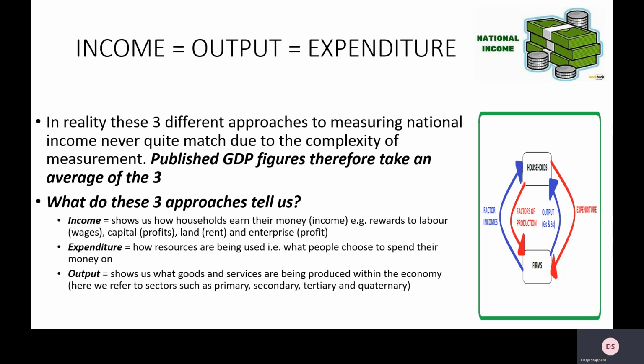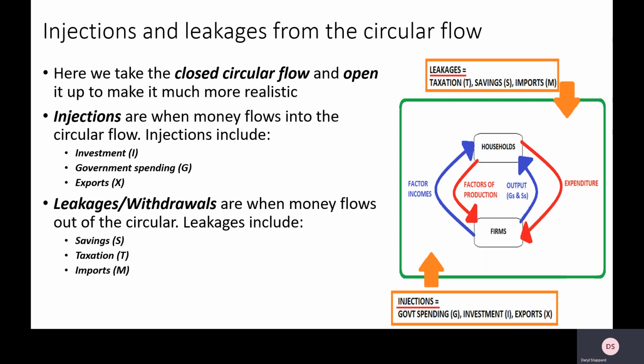Right, now what we can now do, we can open up the circular flow diagram to make it a bit more realistic. So what we're going to be thinking about then are the injections and the leakages, or also known as the withdrawals from the economy. Now, the injections, which are government spending, investment and exports, are the things that when they go into the economy will expand the size of the circular flow and therefore make GDP increase.